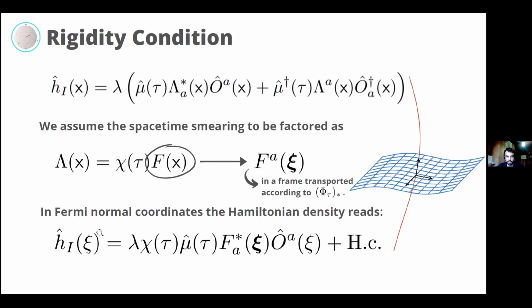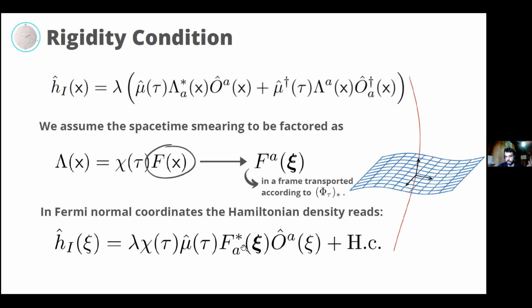So with this, we can rewrite the interaction Hamiltonian in the Fermi normal coordinates associated to the detector's motion as the coupling constant, a switching function chi of tau, a general mu of tau operator, the same one as before. But now, instead of having the contraction of the full spacetime smearing function with O A, we have this contraction here. And these Fs only depend on the space coordinates of the Fermi normal coordinates. So from now on, I'm always going to be assuming that the Lorentz indices are evaluated in this frame, the frame that is transported according to the flow of tau.